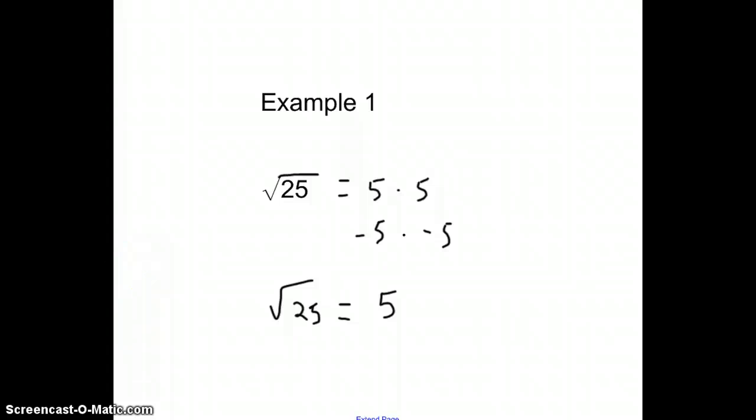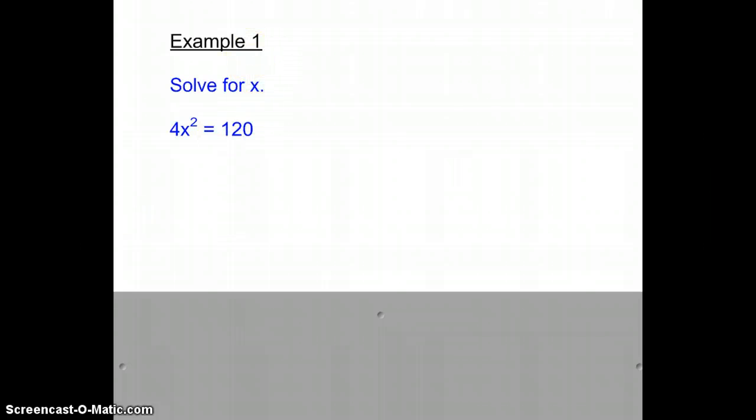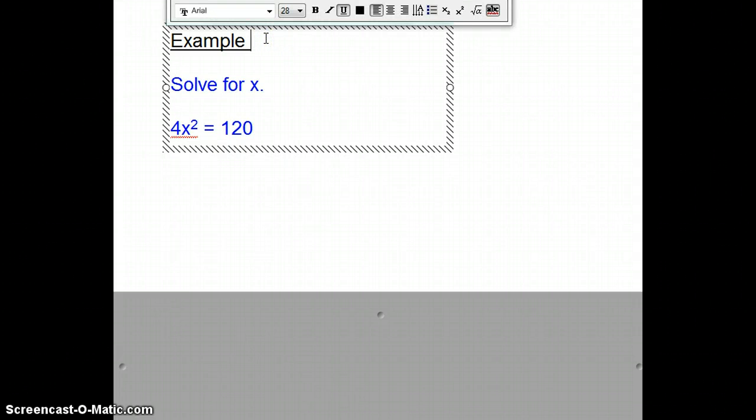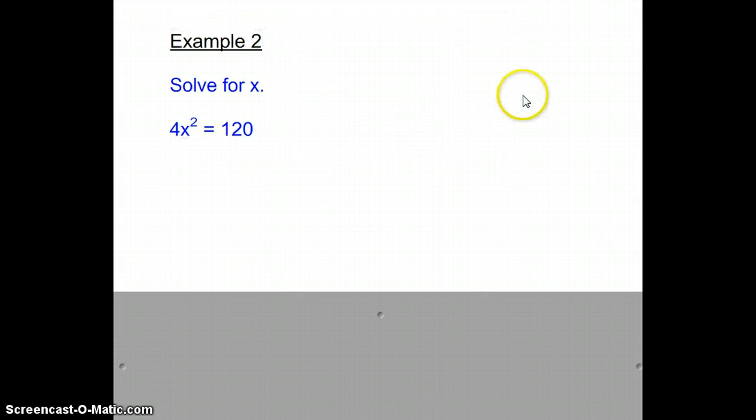So keep that in mind of how to find a square root. We would say 25 is a perfect square because it has an integer as an answer. If we take a look at example 2, this should say example 2 here. Sorry about that. All right, so example 2. There we go.